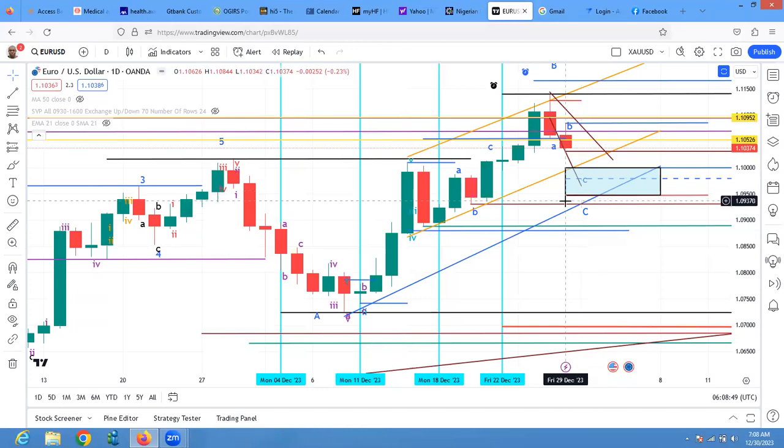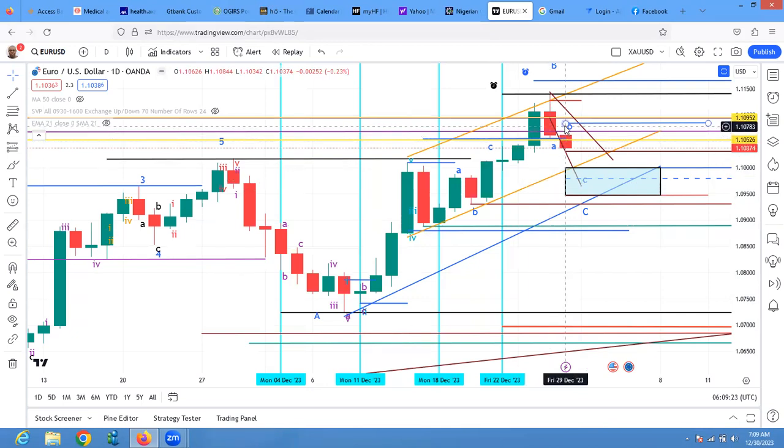But I would not expect the current move to the downside to violate 1.09300. 1.09300 should not be violated, so your stop loss could be around that area. And if you can afford it, you can put your stop loss at 1.08800. So price should not violate that. But having said that, I'm just giving you those tips.